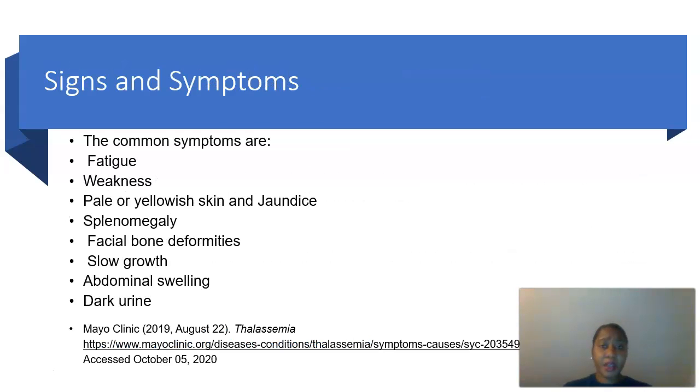So what are the common signs and symptoms of this disorder? We have fatigue, jaundice, weakness, slow heart rate, facial bone deformities, slow growth, abdominal swelling, dark urine, splenomegaly, and weakness and fatigue.